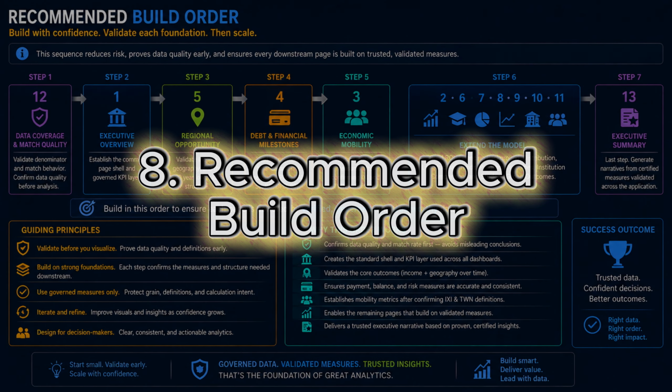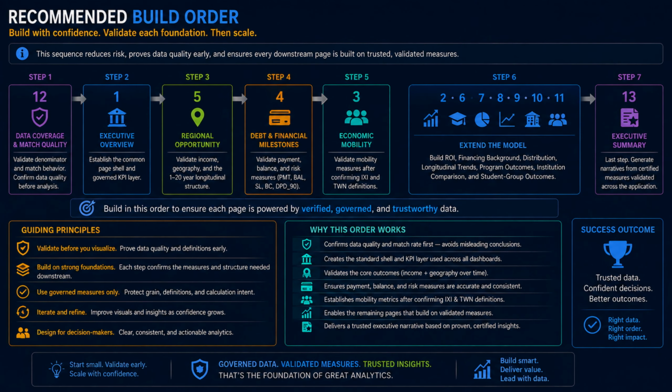Recommended build order. I would not build all 13 pages at once. Start with Dashboard 12, Data Coverage and Match Quality. That validates the denominator and match behavior. Then build Dashboard 1, Executive Overview, to establish the common page shell and governed KPI layer. Next, build Dashboard 5, Regional Opportunity, to validate income, geography, and the 1 to 20-year longitudinal structure.